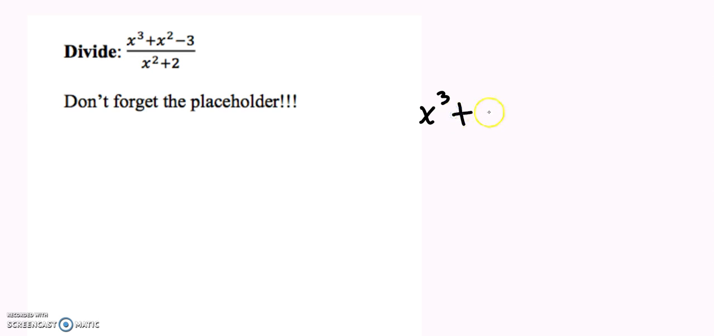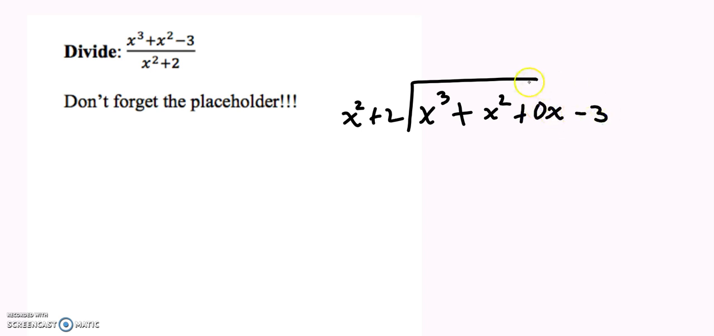So I'll put the numerator inside the division sign, and I'll put x squared plus 2 as my divisor on the outside. And I'm going to erase one little part here, and you'll want to do the same because I need a placeholder. I jump from x squared to negative 3, and you may notice that I'm missing a middle term. So I'll put a plus 0x and then minus 3.